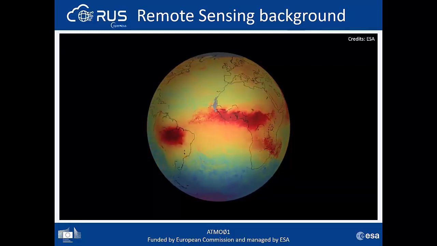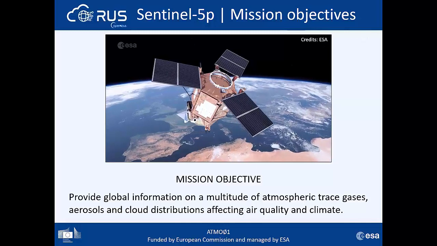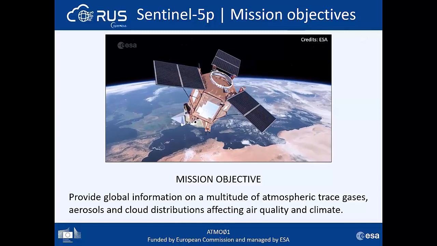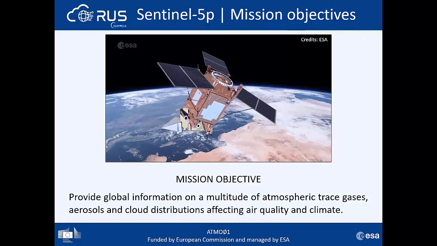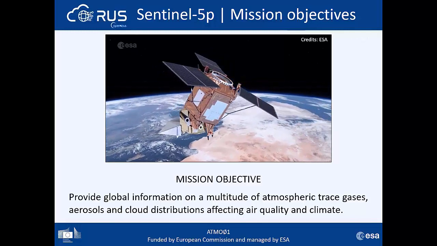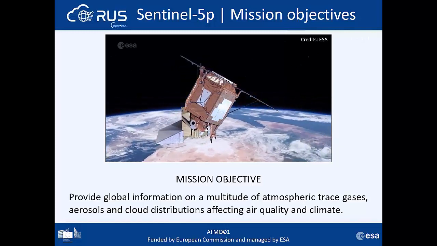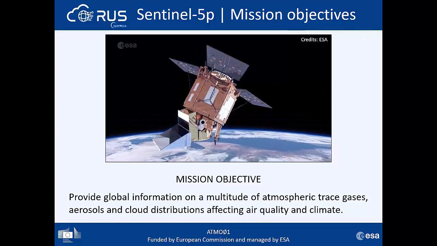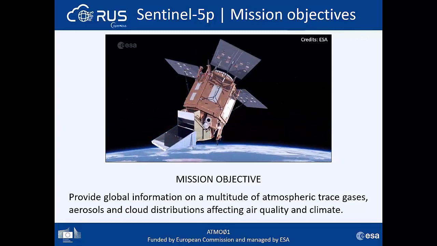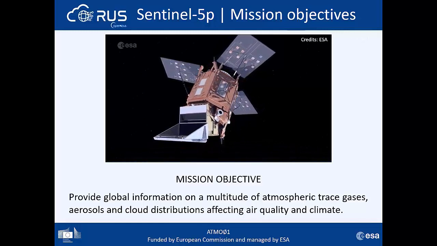So let's now spend a little bit more time on the Sentinel-5P mission. I want to spend this time, since I guess this is the first time you are dealing with this data, and since this is the first RUS Copernicus webinar dealing with Sentinel-5P. The main objective of the Sentinel-5P mission is to provide global information on a multitude of atmospheric gases, aerosols, and cloud distribution affecting air quality and climate.